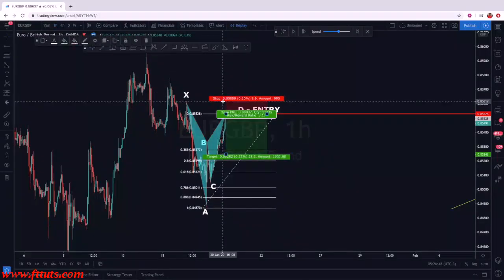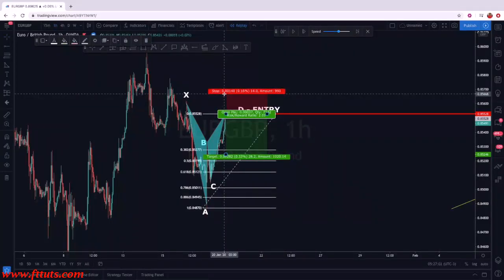Our X leg is right here, so it's 8.9 pips. We said at least 5 pips above, so let me say 9, 10, 11, 14 pips basically, 14. There we go, exact 14 pips.